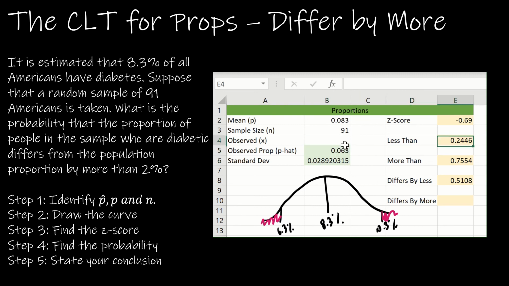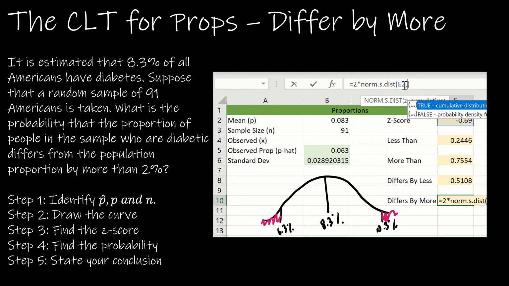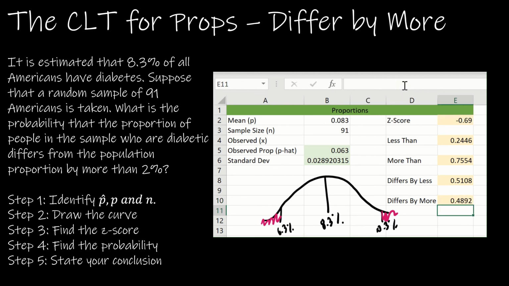But again, that's going to give me my z-score. And then differs by more, I'm just going to take 2 times norm S dist, because that's going to find the area to the left, and I'm going to basically take 2 of those. Whoops, I forgot to put comma 1. Comma 1. And that gives me differs by more than 2%.